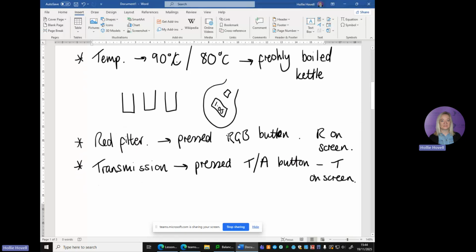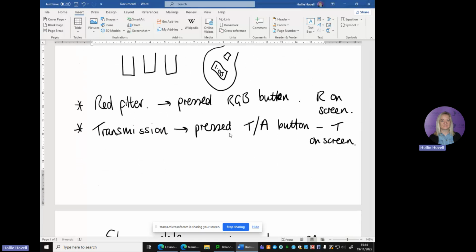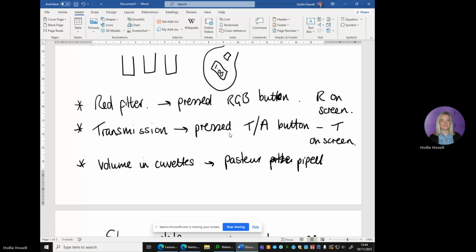We needed to try and add the same volume of each sample in the cuvettes. So again, we measured that out. We used the Pasteur pipette to transfer it across. I can't remember how much you added, but you need to add the actual volume, centimetre cubed. Okay, and then you read off the transmission and you filled in your table.